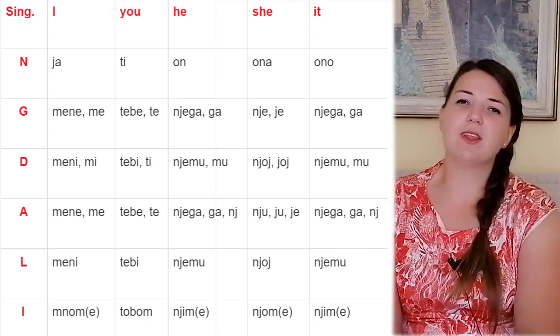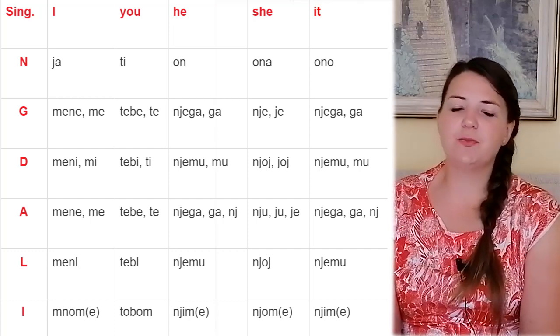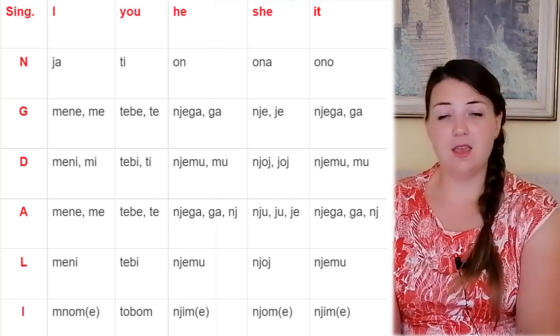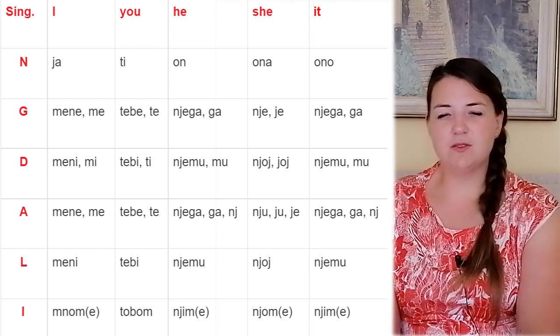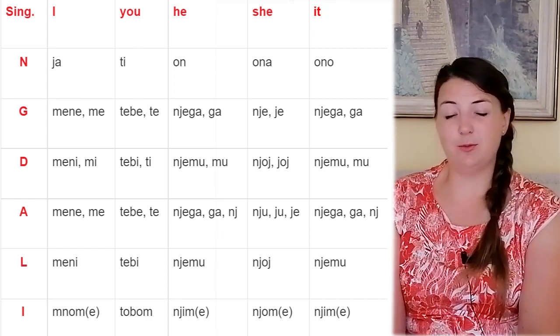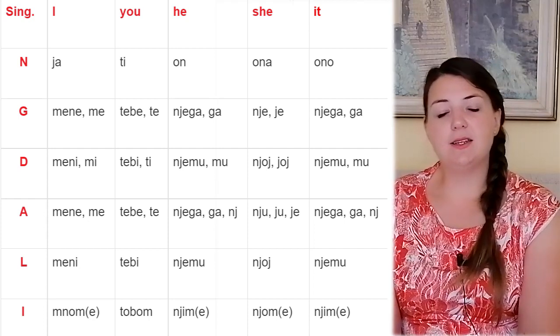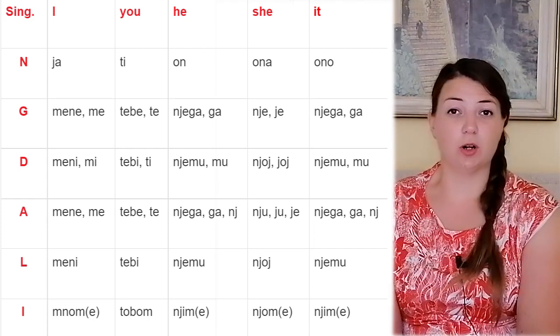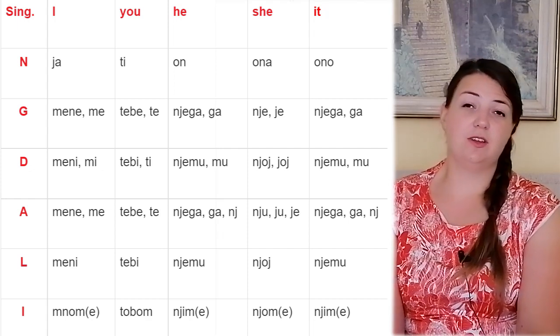Now, she is ona in the nominative. The genitive and accusative is nje or je. Accusative can also be ju, and I'll explain this a little later. And the dative locative is njoj or joj, and the instrumental is njom or njome.